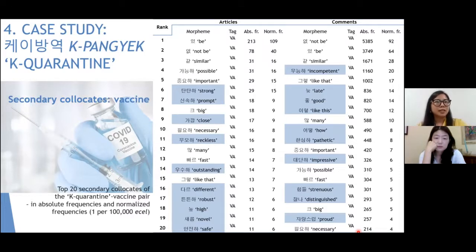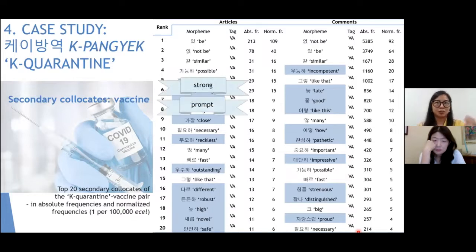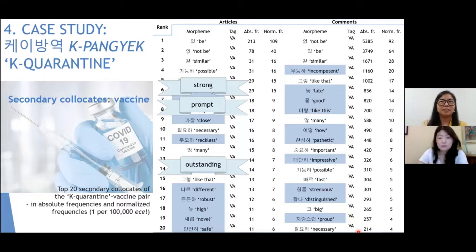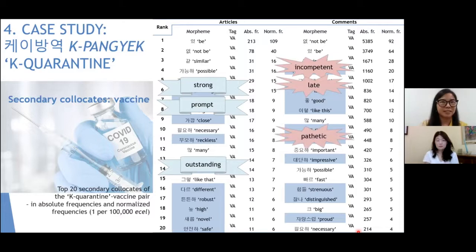For the secondary collocate analysis, we focused on the primary collocate vaccine. And if you look at the exclusive secondary collocates in blue, once again, articles are dominated by positive adjectives such as strong, prompt, outstanding. And in the comments, you have more depreciative adjectives such as incompetent, late, and pathetic.